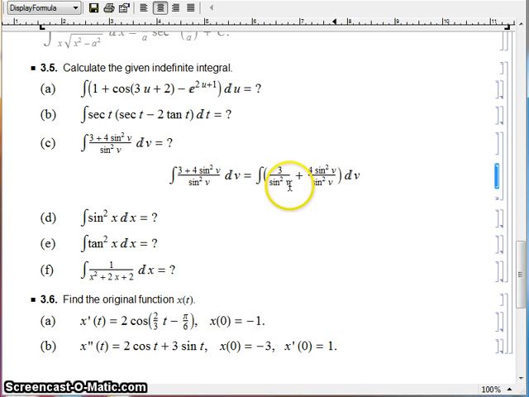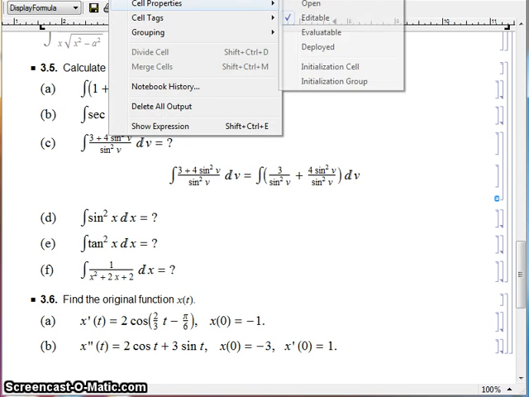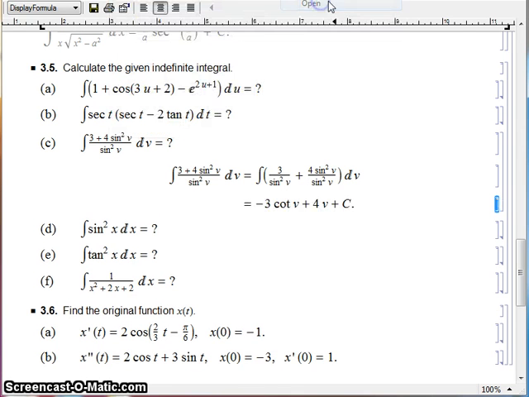3 over sine squared, 4 sine squared over sine squared. Looks like we're going to have cancellation in my second term. How about the first one? Turns out that 1 over sine squared is actually cosecant squared.